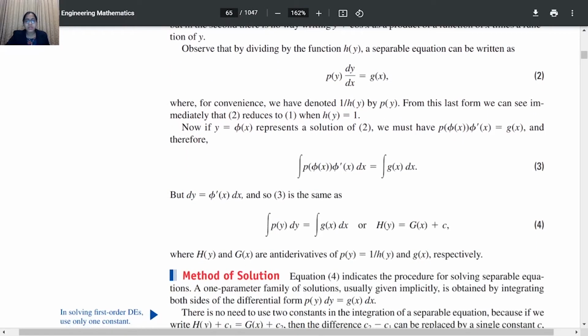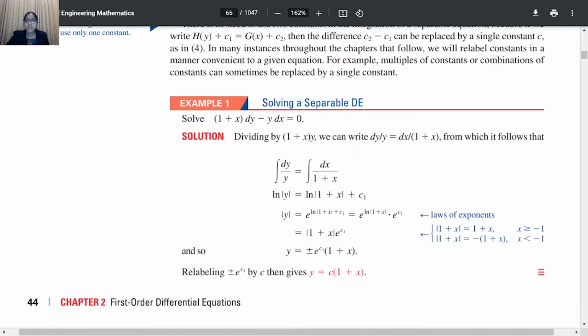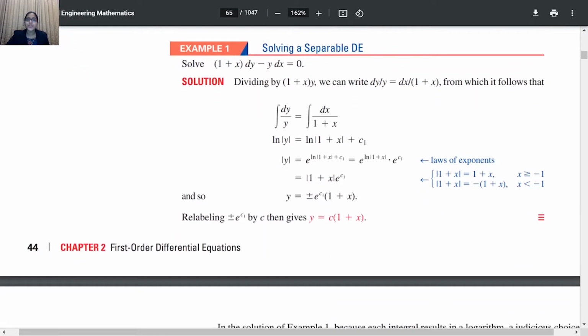So this is about the method of solution that we have just seen. If you see an example, it will be much easier. So let's move on to the first example. We are asked to solve (1 plus x) dy minus y dx equal to 0. Clearly, you can see that it is separable. So how can we make it into our desired form? Taking y dx to the other side and then dividing by (1 plus x) into y, we get dy by y is equal to dx by (1 plus x). So this is the required differential form.